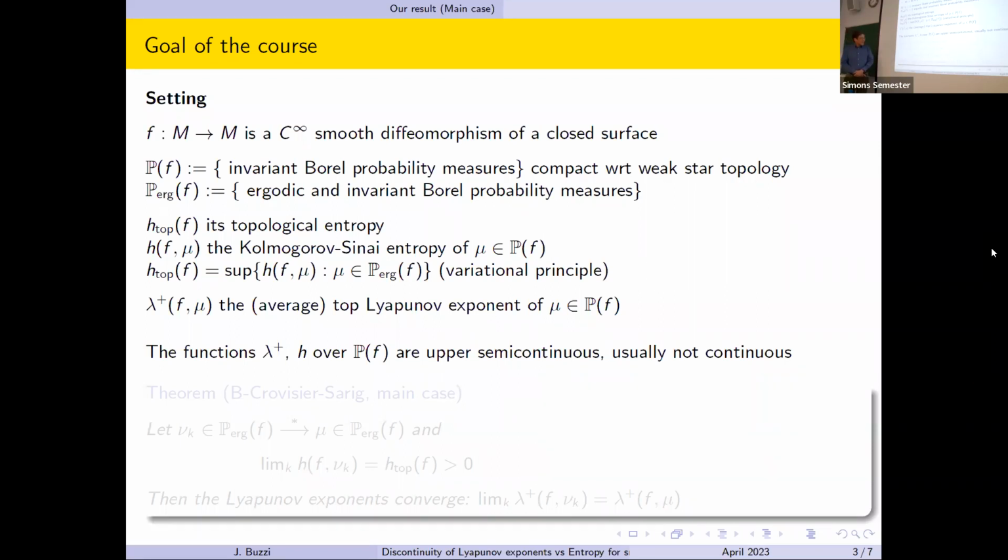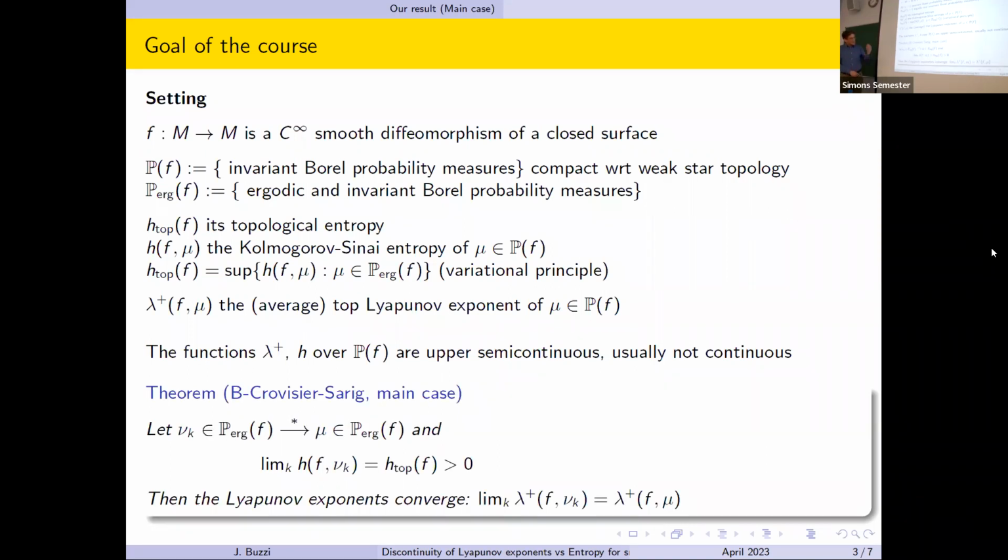Now I have rushed a few notions, and I can state our main result, at least the main case. It tells you, okay, you don't have continuity. That's a fact. So now what you can do is, instead of looking at real continuity, you take a sequence of measures. In this main case, I assume ergodicity. You take a sequence of ergodic measures nu k, and up to passing to a subsequence by compactness, you can assume that it converges to some invariant measure. Now I make an additional assumption, essentially to simplify my life, that the limit is also ergodic.